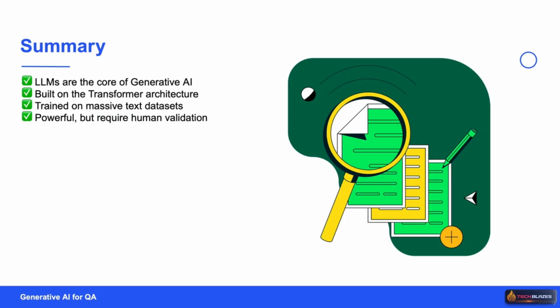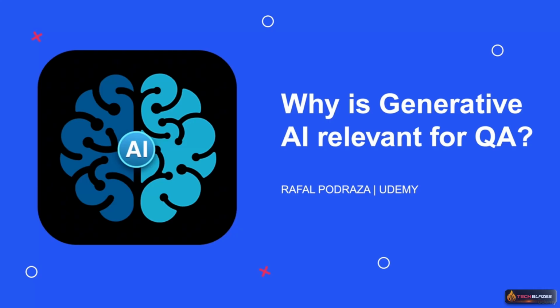So to sum up, LLMs are the core technology that makes generative AI possible. They're based on the transformer architecture, trained on massive datasets, and capable of generating surprisingly intelligent text and code. But they're not perfect. They still need your judgment, especially when it comes to validation and correctness. Once you understand how they think, or rather how they predict, you can use them much more effectively in your QA workflow.